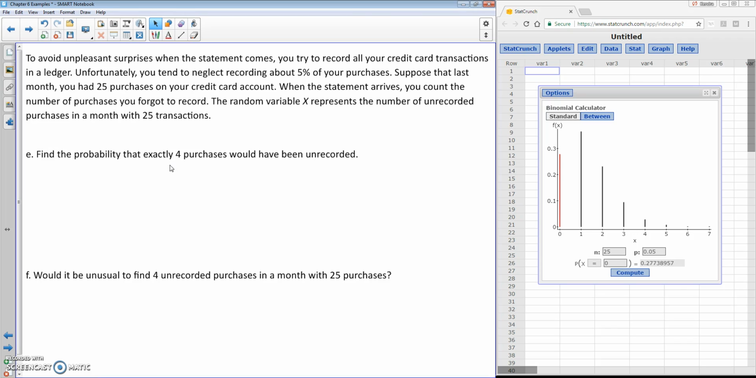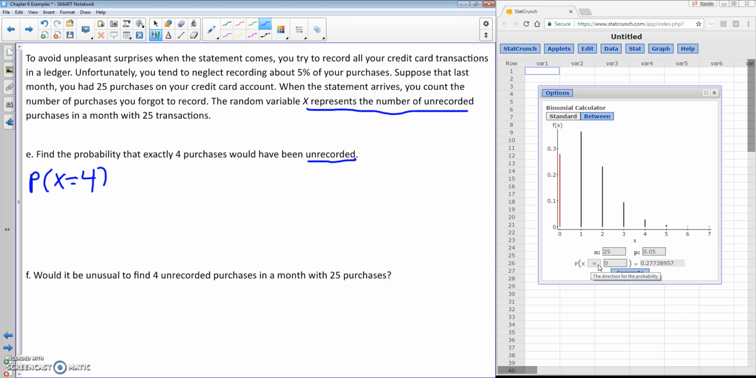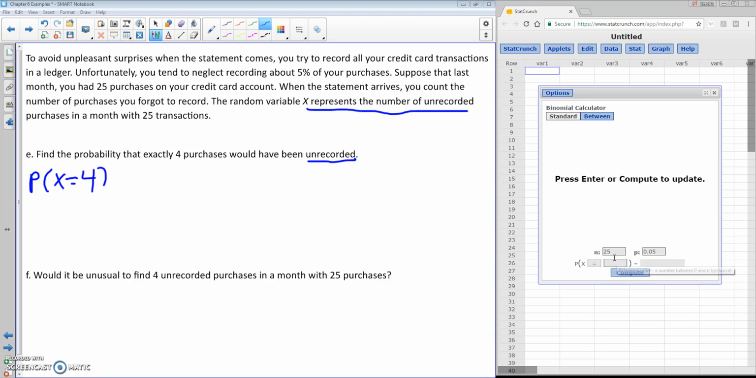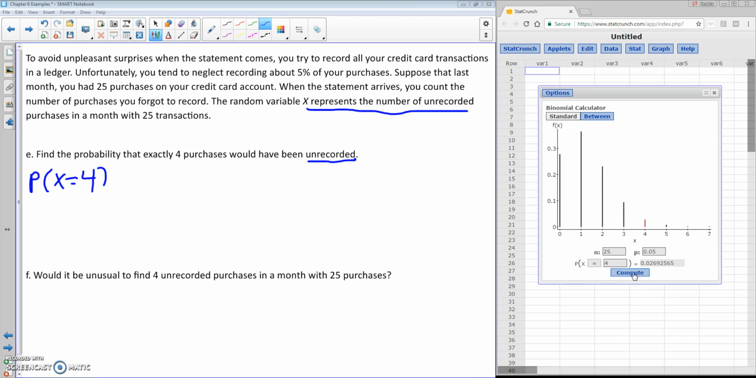So we want to know the probability of exactly 4 purchases this time. So exactly 4 purchases have been unrecorded. So we're okay this time. We don't have to do anything unrecorded. And x represents the number of unrecorded purchases. So we want to look at the probability that x is equal to 4. So just like before, we're going to use our binomial calculator. We don't have to change n. We don't have to change p. Just our probability statement. So we're just going to erase our 0 and put in a 4 and hit compute. And then we'll get our answer there.